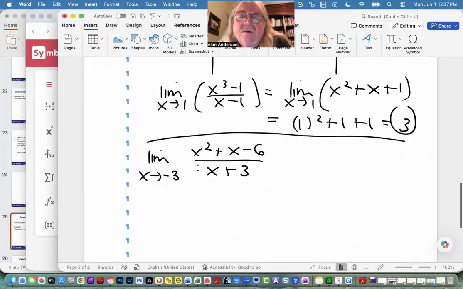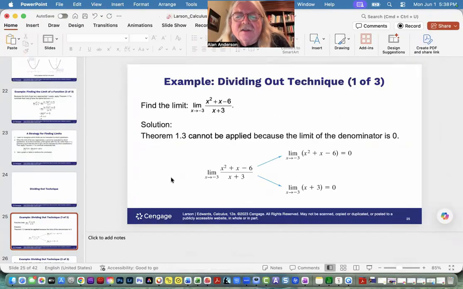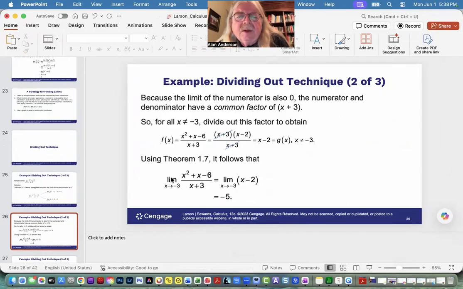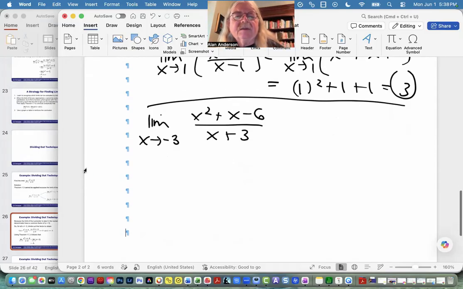Well, once again, we may be able to factor. In fact, it looks like we are able to factor. So factoring is something you might not have done for a while, but what you might want to remember is that, let's say we have a polynomial like x squared plus x minus 6.